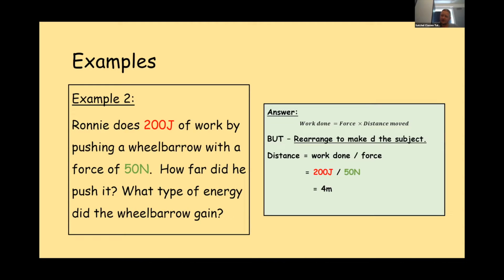Now the second part of this question, what type of energy did the wheelbarrow gain? He's pushing the wheelbarrow, which means that the energy is being transferred into the movement energy of the wheelbarrow. And as you should be aware, movement energy is the kinetic energy store. So the barrow gains kinetic energy.